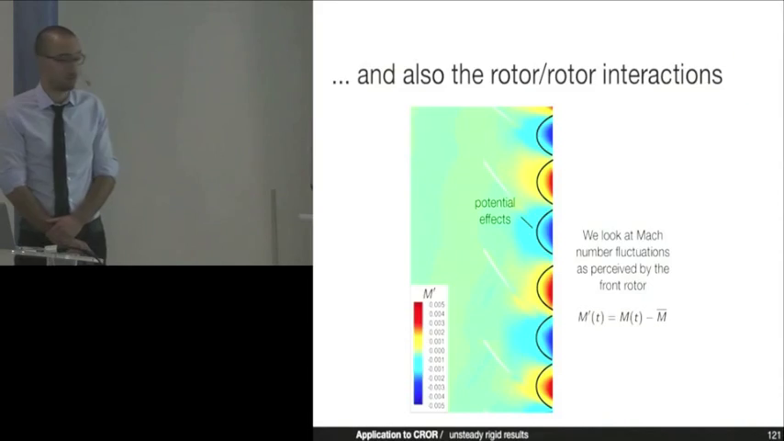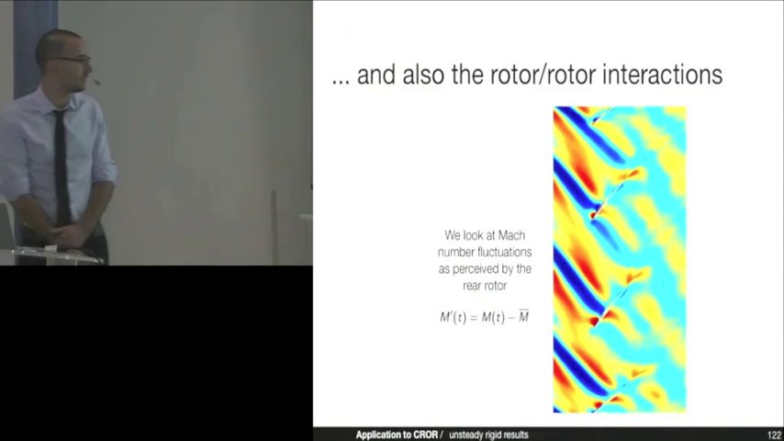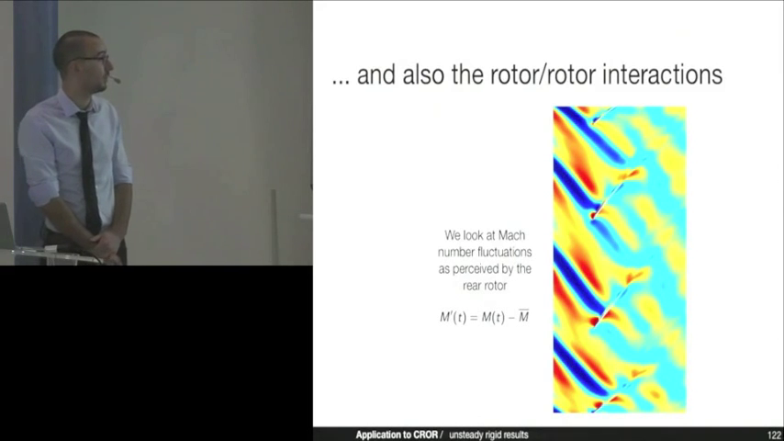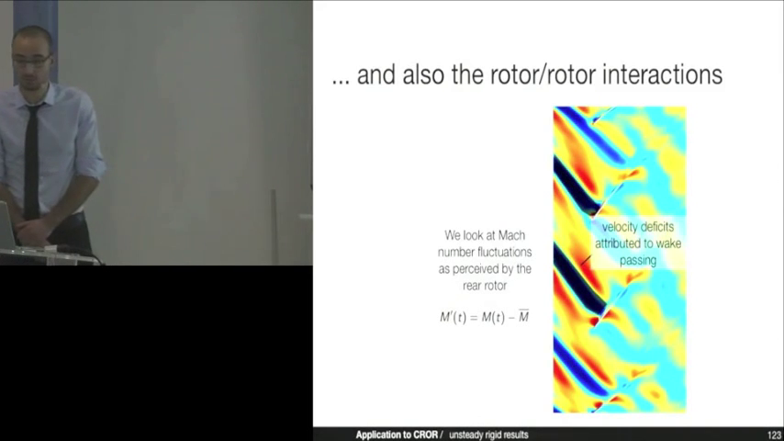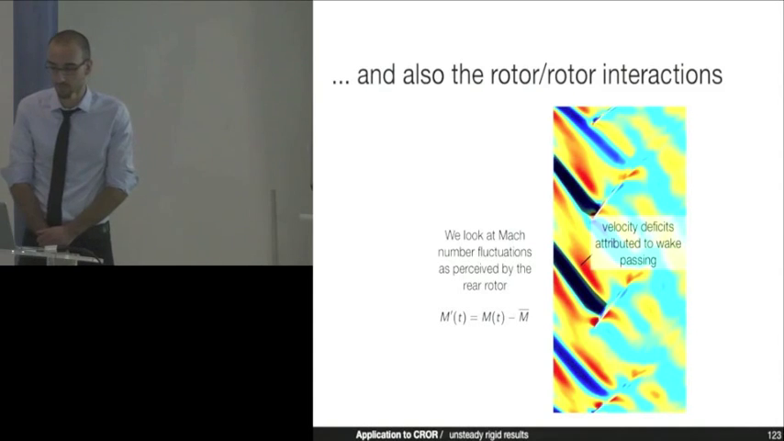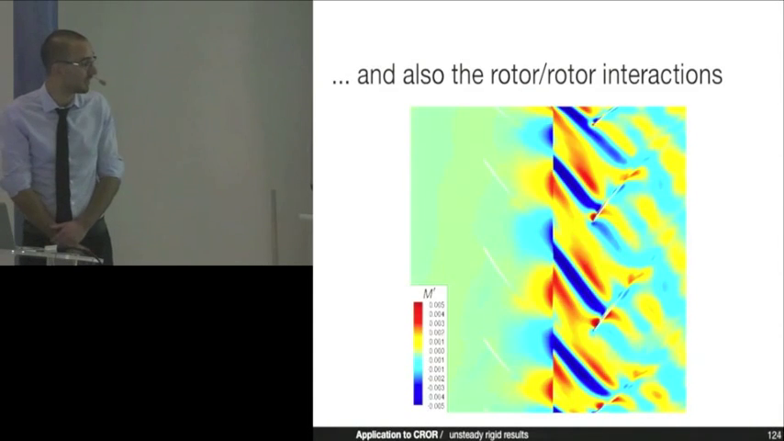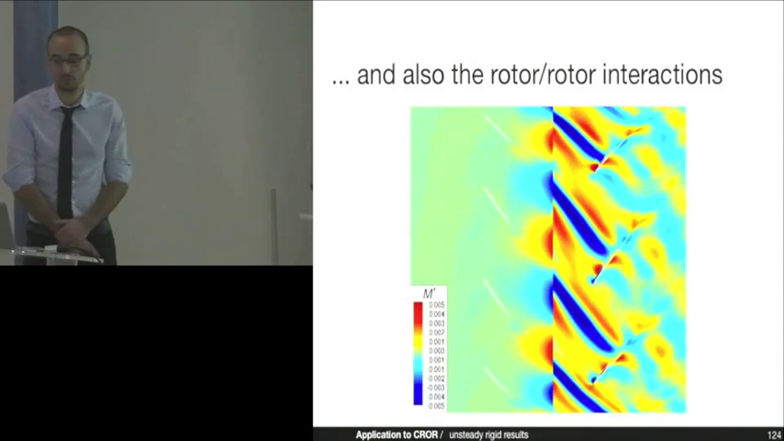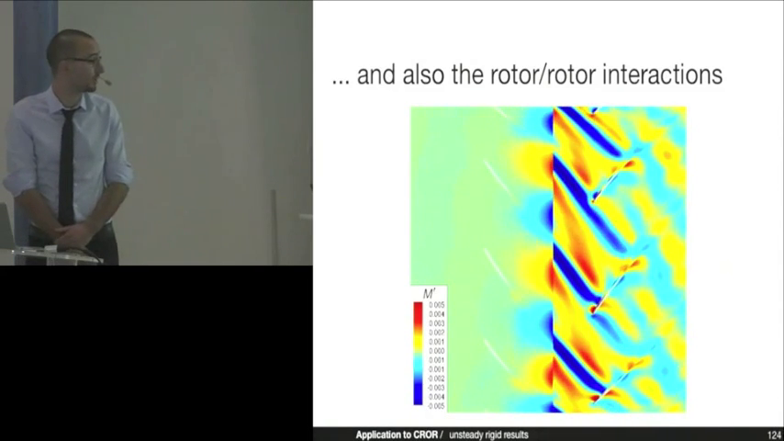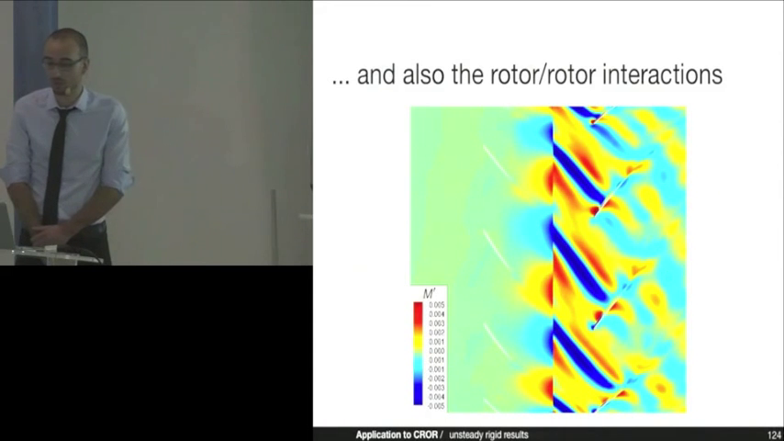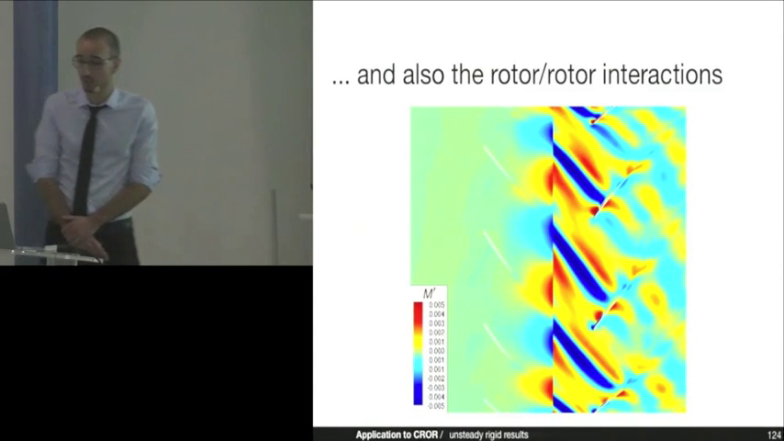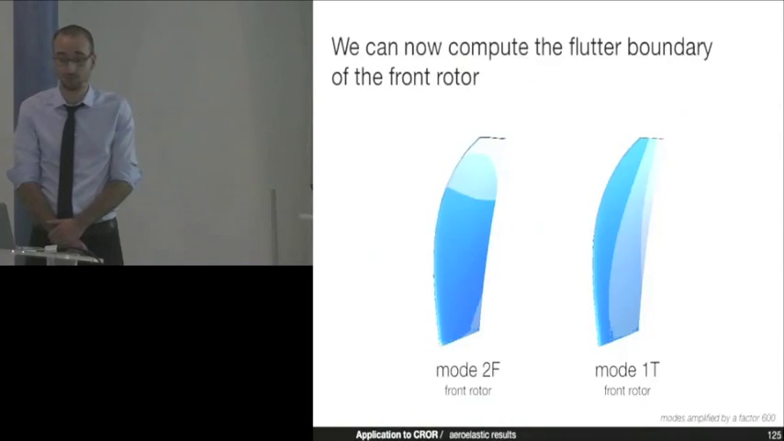Now, looking on the right side of the picture, we can see that this Mach number fluctuations shows us the velocity deficits that are attributed to wake passing. And at the end, the harmonic balance is able to reproduce both the potential effect and the effect going downstream, such as wake on this core configuration. So having confidence on this harmonic balance solution, we can now compute the flutter boundary of the front rotor.